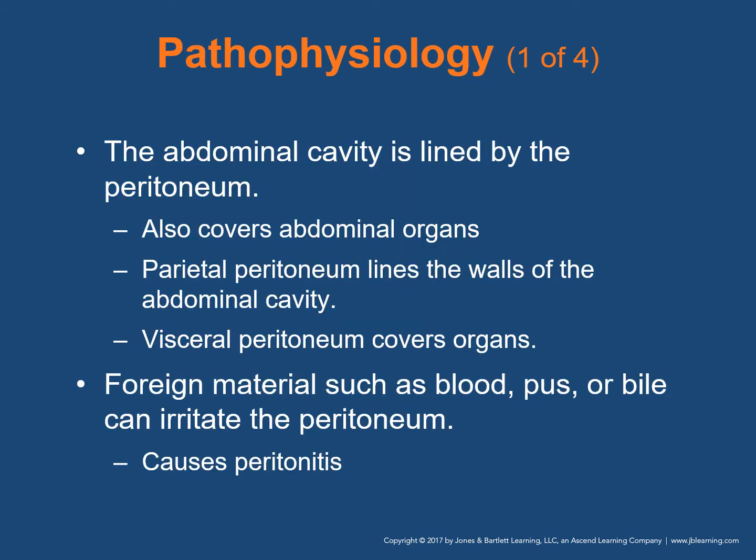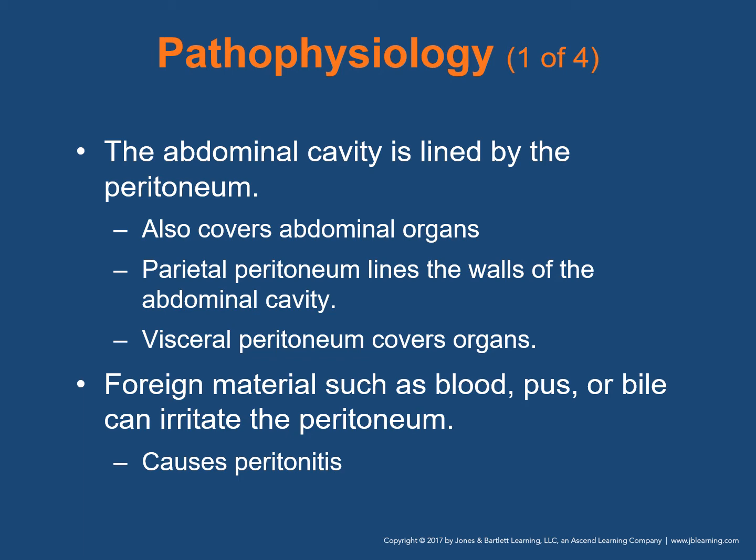So let's look at some of the reasons why we might have some issues. And it starts with the fact that the abdominal cavity is lined by what we call the peritoneum. This also covers the organs. So you've got a parietal peritoneum, which lines the abdominal cavity. And then the visceral peritoneum covers organs.